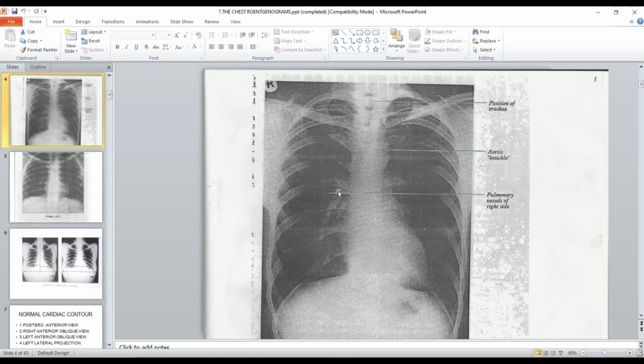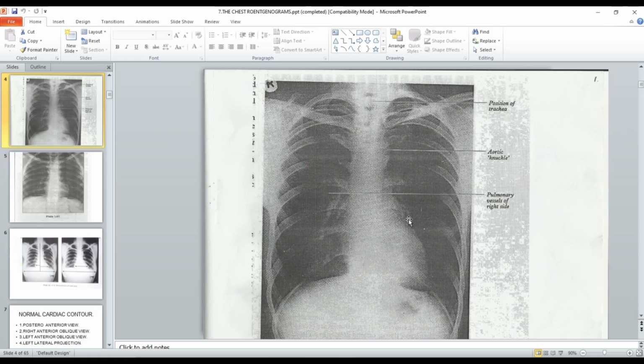This is the normal PA view. Both lung fields are divided into three zones. The upper zone is from the apex to the lower border of the second costal cartilage. The middle zone is from the second costal cartilage to the lower border of the fourth costal cartilage, and the lower zone is from the fourth cartilage to the diaphragm. We have to look for the costophrenic angles on both sides, the cardiophrenic angles, and the heart in the mediastinum.